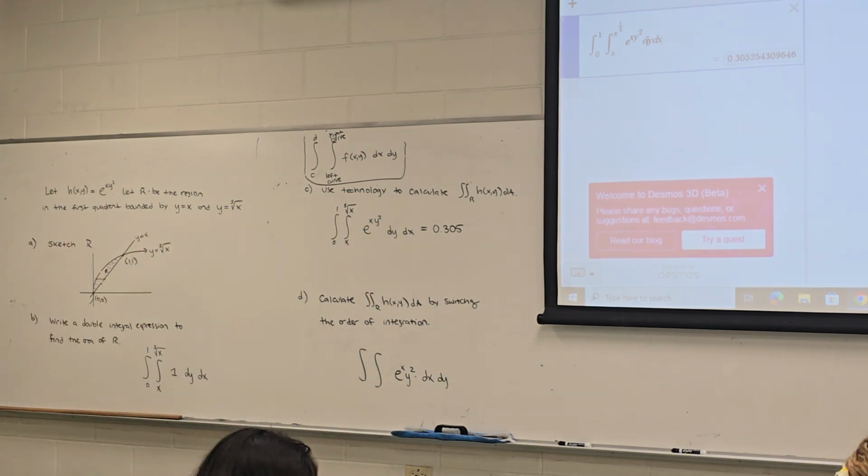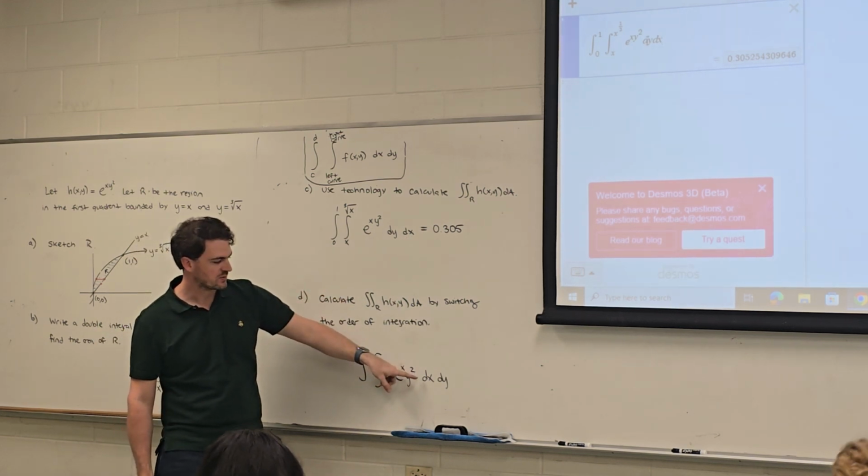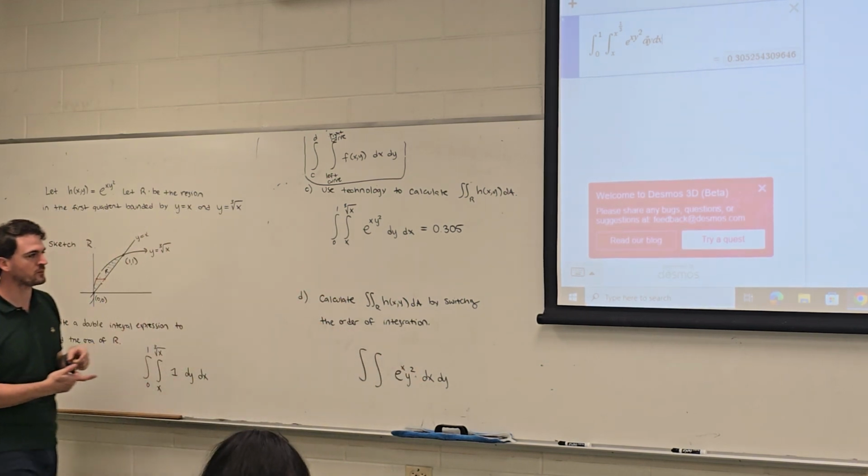So I've got e to the x, y squared. I'm swapping the order of integration. Here I had dy, then dx. Here I had dx, then dy. I'm just swapping the order.